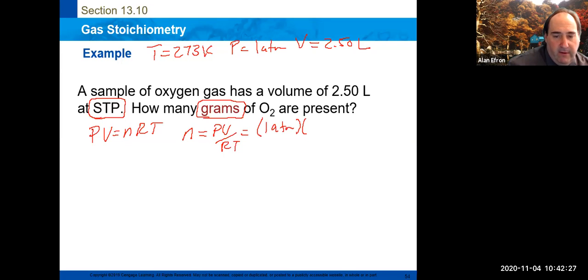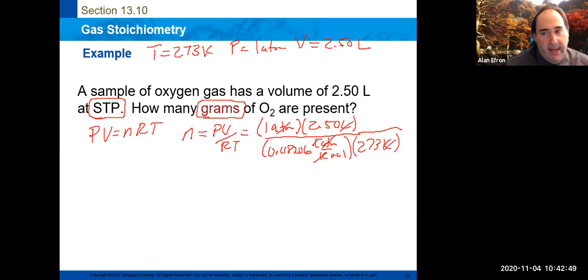We would have our volume of 2.5 liters divided by our R, which again is a constant. So you always have this number available to you, and that's that 0.08206 number. And our temperature being 273 Kelvin here. Again, everything's going to cancel out in terms of units, except for our moles. And if we do all that, we get 1 times 2.5 divided by 0.08206 divided by 273.